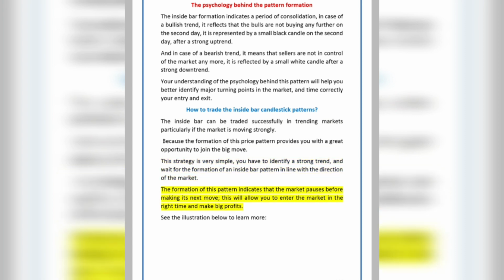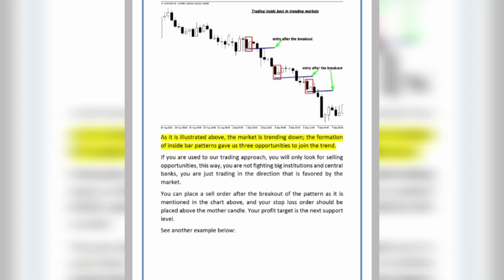The formation of this pattern indicates that the market pauses before making its next move. This will allow you to enter the market at the right time and make big profits. See the illustration below to learn more. As it is illustrated above, the market is trending down. The formation of inside bar patterns gave us 3 opportunities to join the trend.